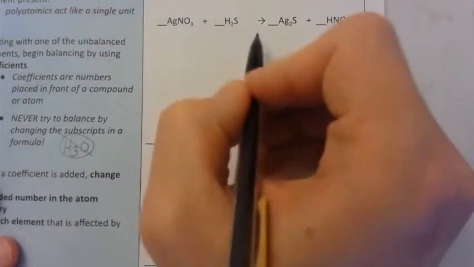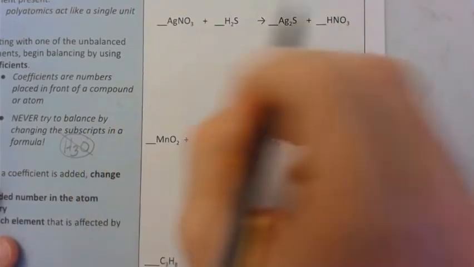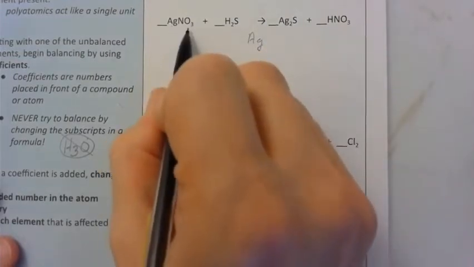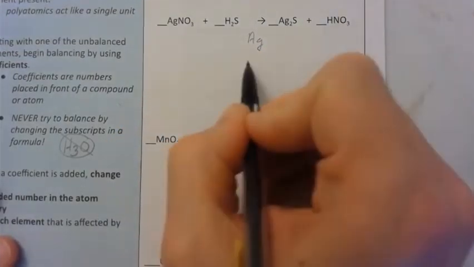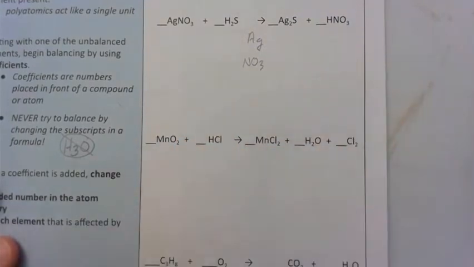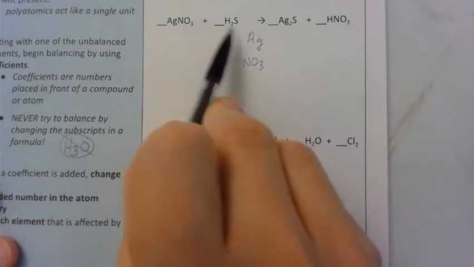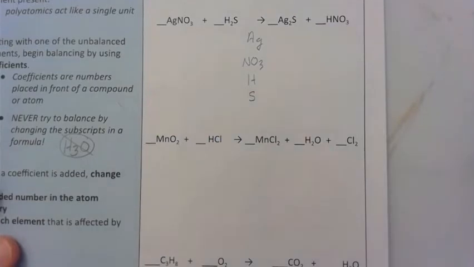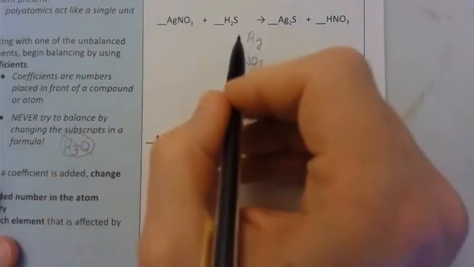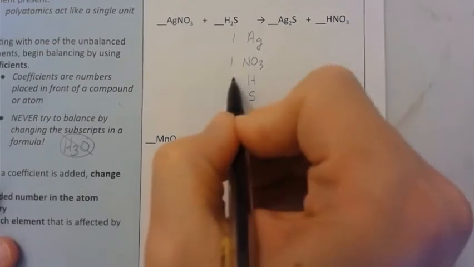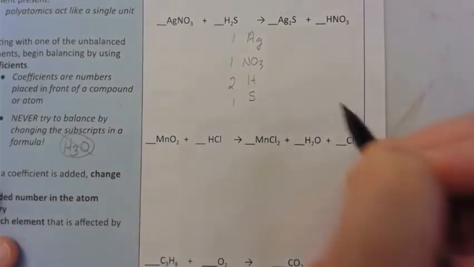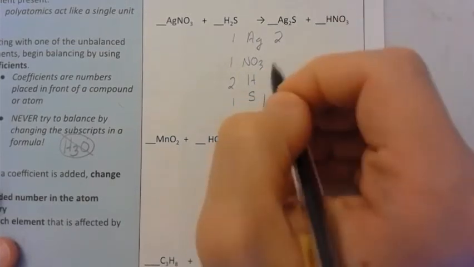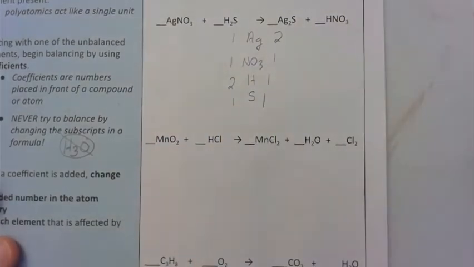All right, so if we've got an unbalanced reaction here, we're going to start always by doing an inventory. We've got silver atoms. We've got this NO3 group here, so we can count NO3 nitrate as one common thing. We've got hydrogen on both sides, and we've got sulfur on both sides. So to perform our inventory, we look and see that we've got 1 Ag, 1 NO3, 2 hydrogens, and 1 sulfur. And then on the product side, we've got 2 silver, 1 sulfur, 1 hydrogen, 1 nitrate.